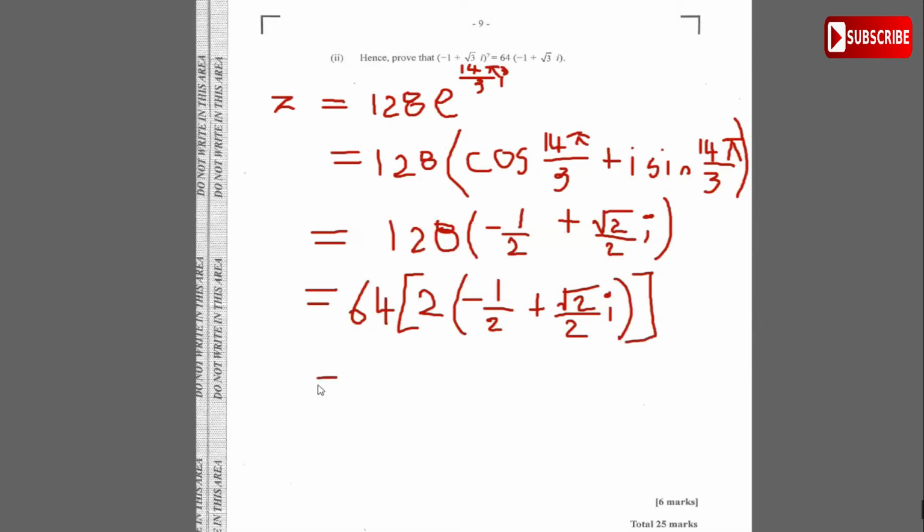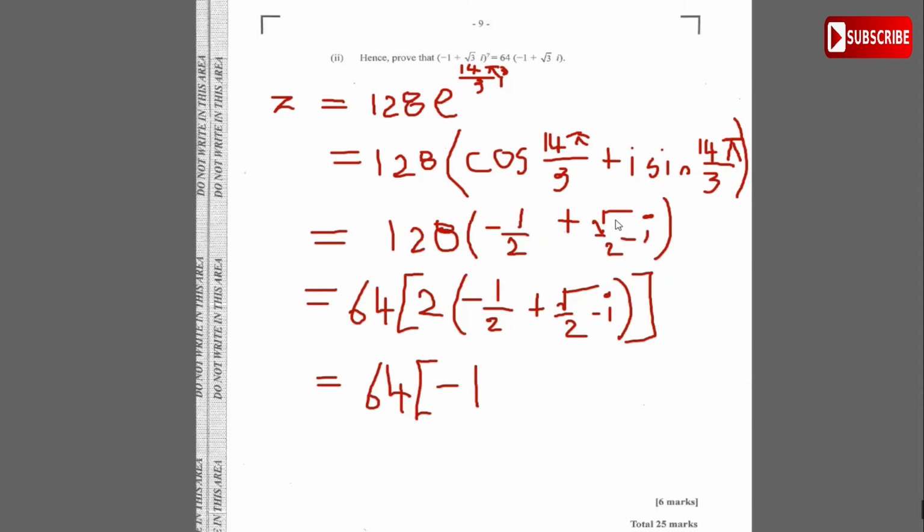So what we get is 2 times minus half, that's just minus 1. So we get 64 times minus 1. And then 2 times root 3 over 2, the 2's cancel. Why did I write root 2 over 2? This should have been root 3 over 2. My apologies there.